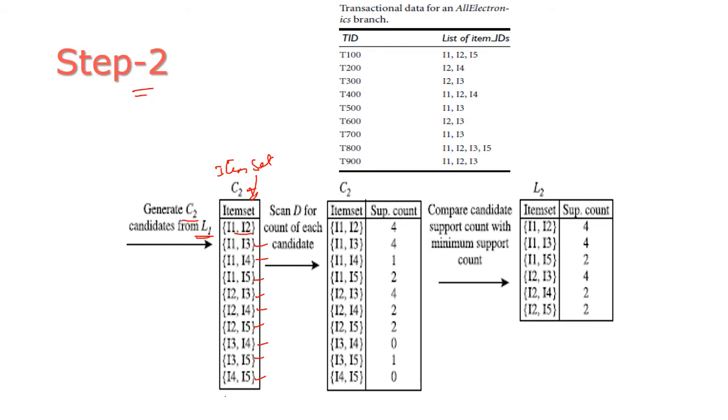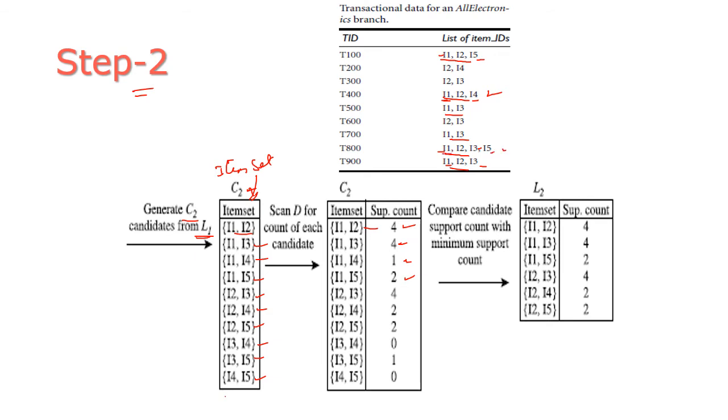Now let us see how many times items are purchased together. 1,2 is purchased 4 times. 1,3 is purchased 4 times. 1,4 is only 1 time. 1,5 is 2 times.